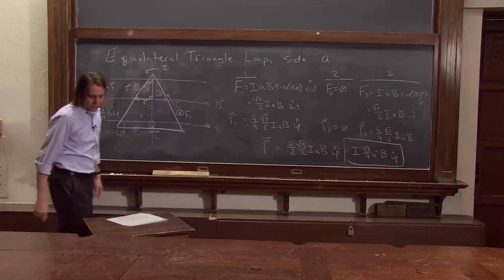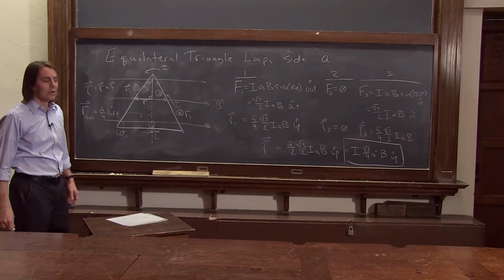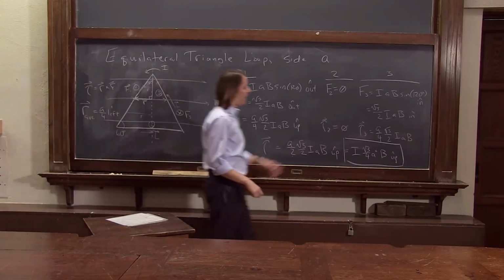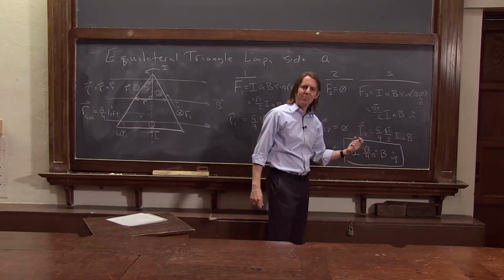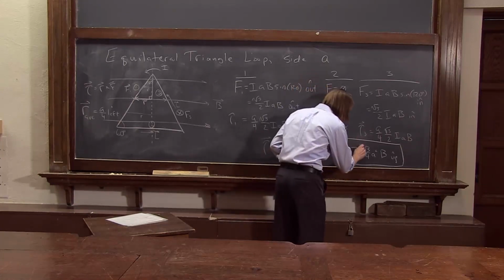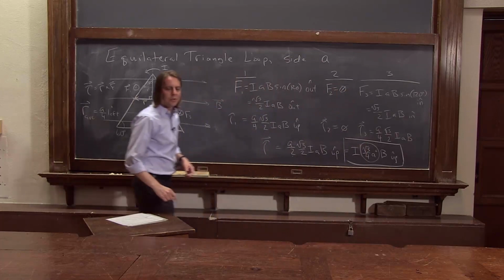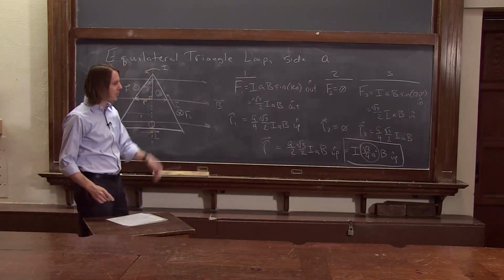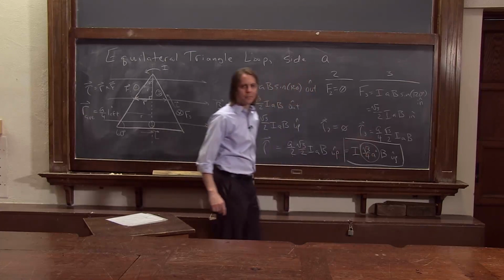That looked like a lot of work to get something not so exciting. But let's realize a connection with the square. The square was I little a little b big B, right? And we said, hey, little a little b is the area. Interesting. Well, guess what the area of an equilateral triangle is? It's a square root of 3 over 4a squared. So when we did the triangle, we also got the same thing. It's the current times the area times the B field.